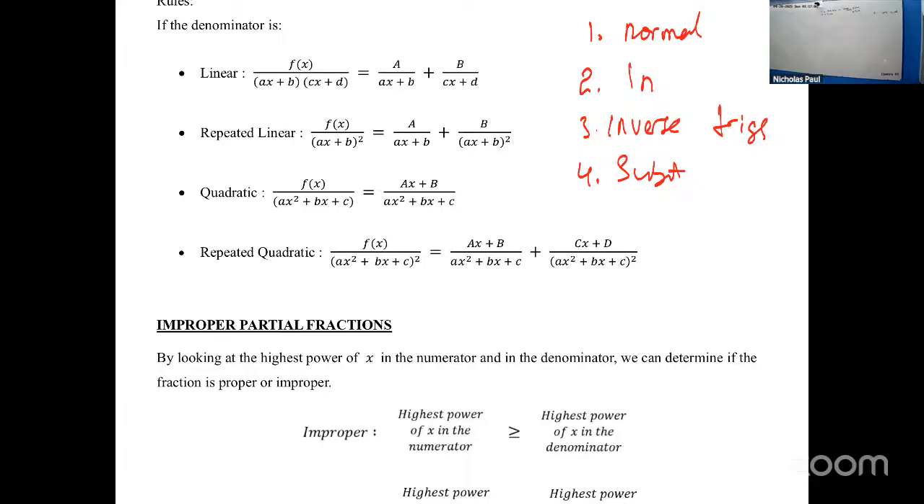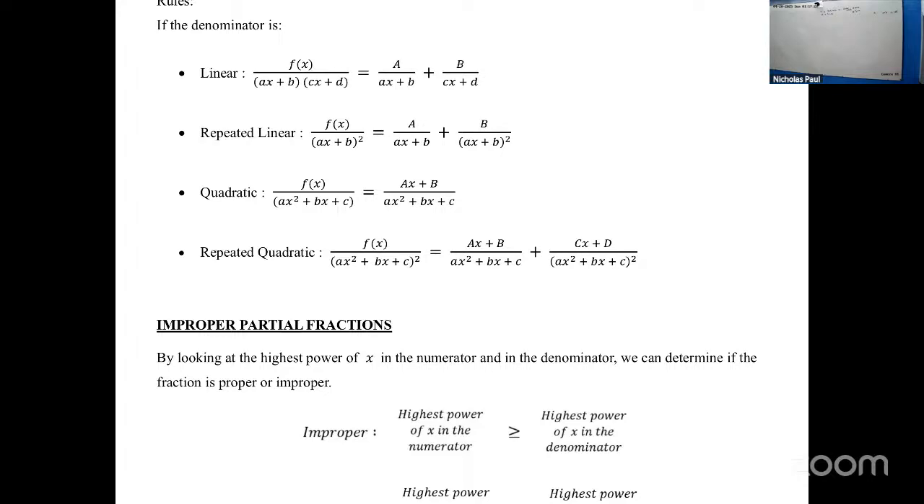Check normal. If normal doesn't work, but when you bring up the denominator you get the power minus 1, then try ln. If ln doesn't work, then most likely inverse trig. And if inverse doesn't work, then you're left with substitution, whatever is in the brackets.